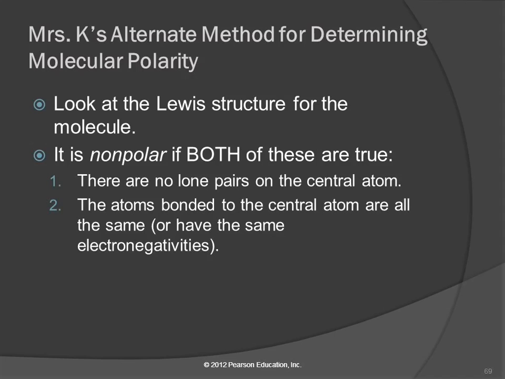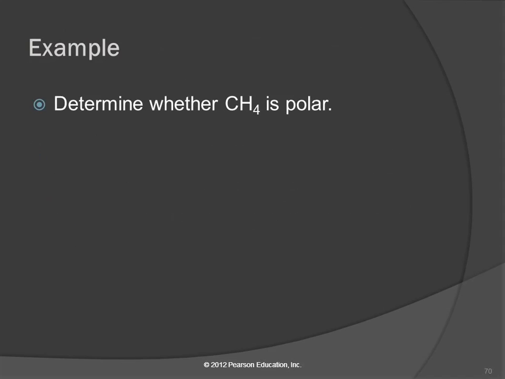Or you can use Mrs. K's alternate method for determining molecular polarity. You need the Lewis structure. Look at the Lewis structure. The molecule is nonpolar if both of these things are true: no lone pairs on the central atom, and the atoms bonded to the central atom are the same, or they have the same electronegativities. So let's do it this way.